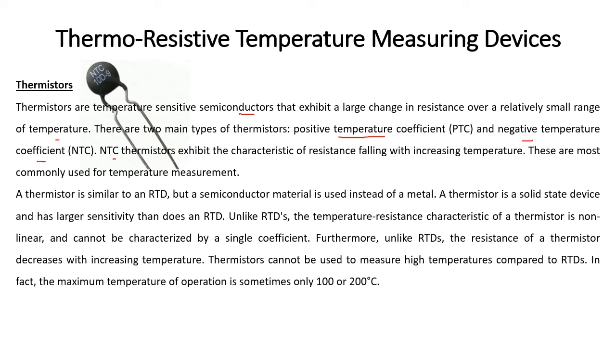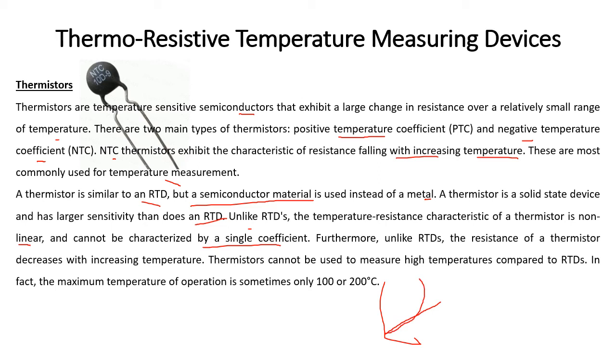So NTC thermistor exhibits the characteristics of resistance falling with increasing temperature. These are most commonly used for temperature measurements. A thermistor is similar to an RTD, but a semiconductor material is used instead of a metal. A thermistor is a solid state device and has larger sensitivity than does an RTD. Unlike RTDs, the temperature resistance characteristic of a thermistor is non-linear and cannot be characterized by a single coefficient. So it's not a straight line unlike RTD, it is like that.